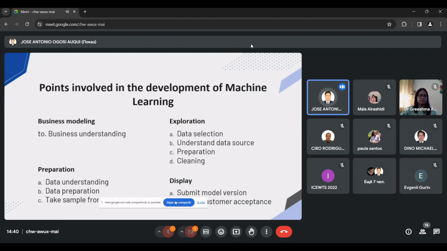These are the points involved in the development of machine learning. This is business modeling, exploration, display, and preparation. These are the most important points, starting with business understanding: we have to understand the business where we are focusing. Exploration is data selection and understanding the data source, where the data is provided. Then preparation and cleaning. Cleaning is cleaning the data and the database. Preparation includes data understanding, data preparation, and taking a sample. And display, where we have a submit model version. That's the most important.